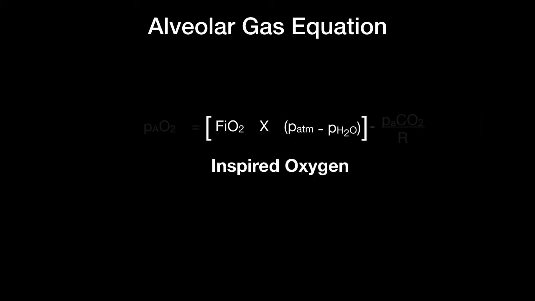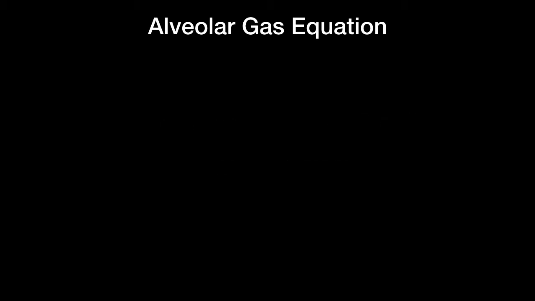Now let's return to the inspired oxygen portion of the alveolar gas equation, FiO2 times the pressure of atmosphere minus the pressure of water. Now, water is not the water that's in the humidity of the air. Water is actually the water pressure in your lung component. And by definition, that is about 47 millimeters of mercury at normal body temperature. It just doesn't change, so it's a constant.